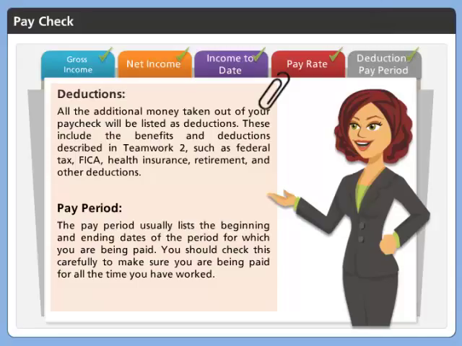Deductions. All the additional money taken out of your paycheck will be listed as deductions. These include the benefits and deductions described in Teamwork 2, such as federal tax, FICA, health insurance, retirement, and other deductions. Pay period. The pay period usually lists the beginning and ending dates of the period for which you are being paid. You should check this carefully to make sure you are being paid for all the time you have worked.